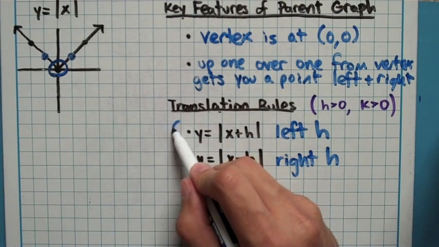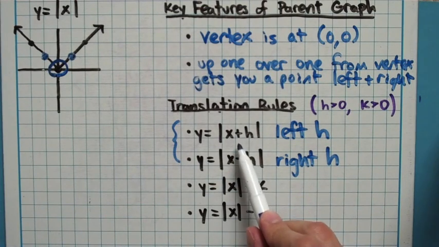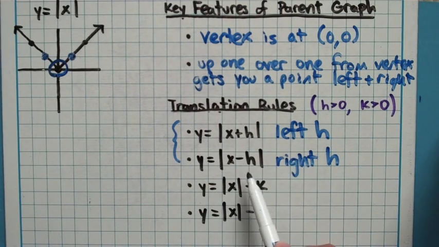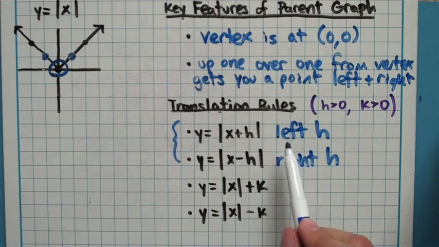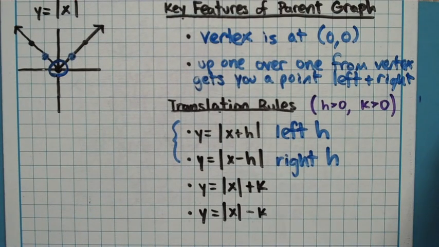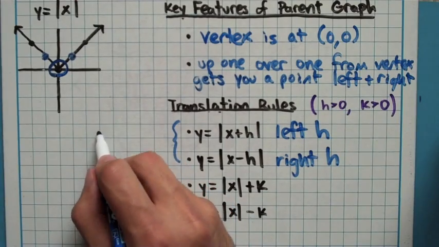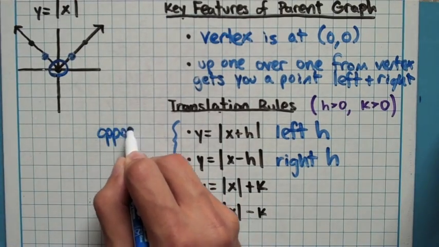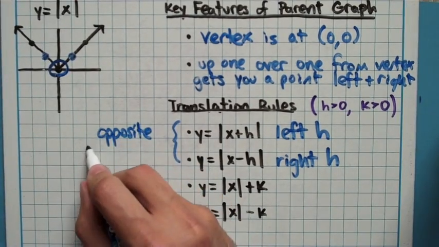These 2 right here, kids will get mixed up because you're adding a number, you'd think it'd move it to the right, you're subtracting, you'd think you'd move it to the left, but it's kind of the opposite of what you would think. If you add a number, it moves it left, if you subtract, it moves it right. So it does the opposite of what you'd think on the inside.